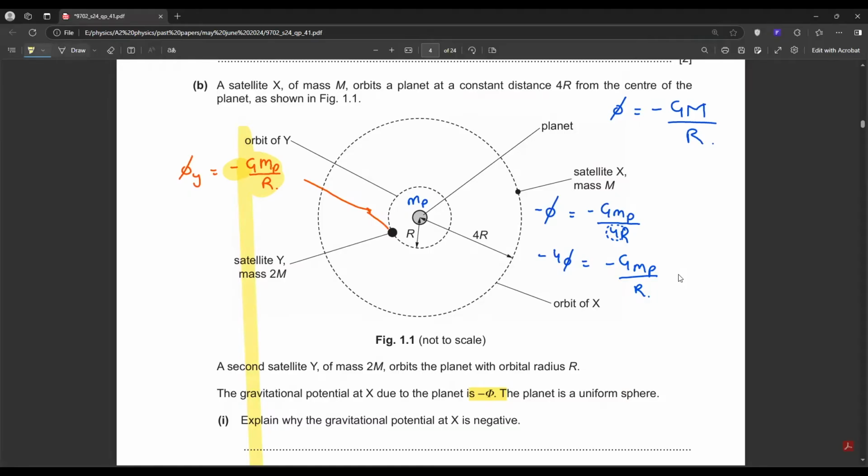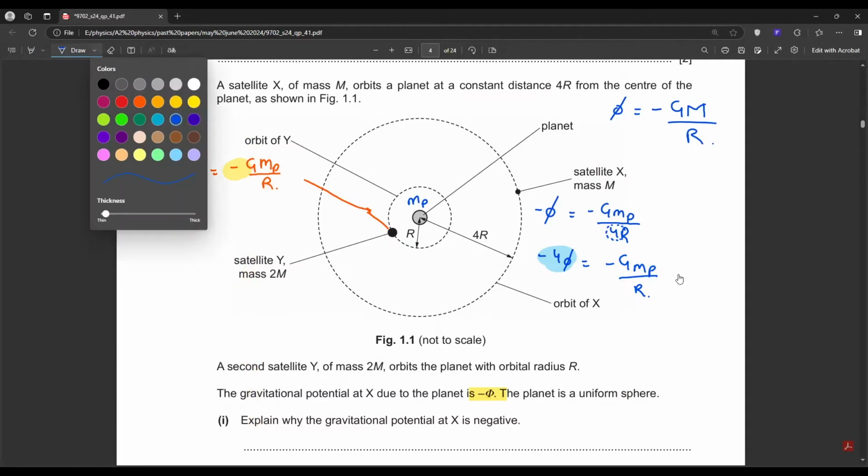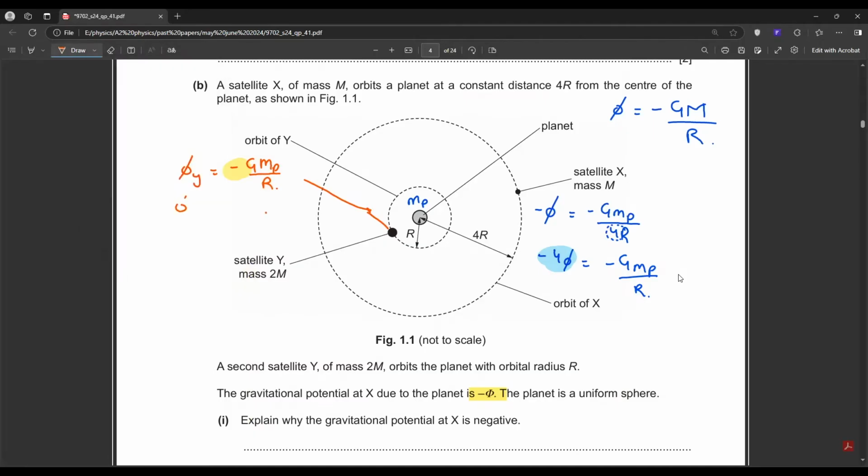So what can you do? You can simply replace minus 4 phi in terms of this. Okay, let's do that. Phi of y is equal to minus 4 phi.